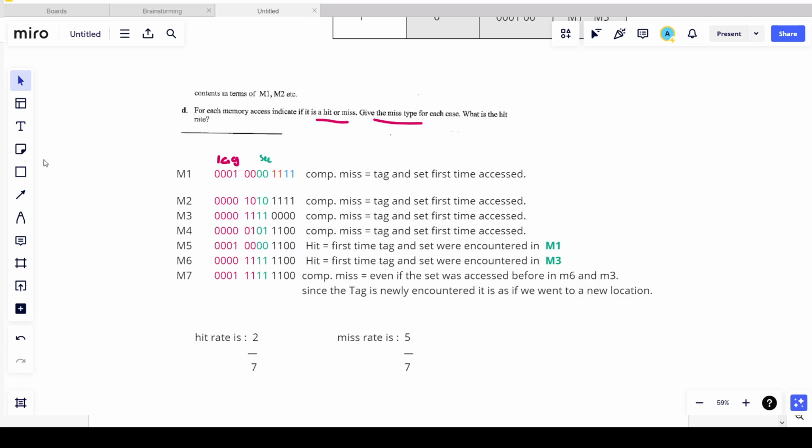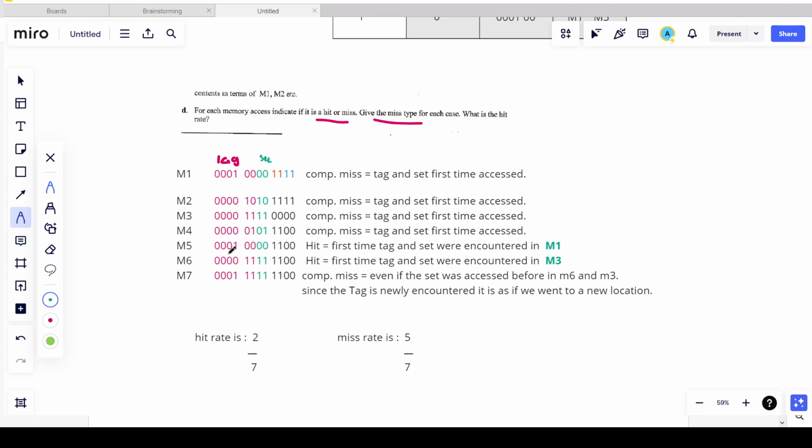Okay, finally, last thing. As I explained before, M1 is a compulsory miss, because tag and set are accessed for the first time. M3 is the same, M4 is the same. M5 is a hit because the tag and set were first encountered in M1, which means M1 faced the same thing that M5 is facing right now. M5 is a hit since we brought M1, and because of spatial locality, M1 brings its friends with it, and M5 is one of its friends.